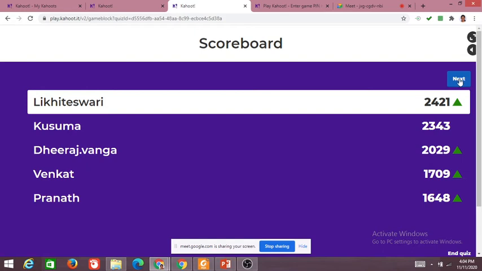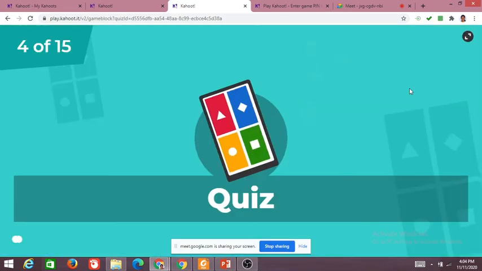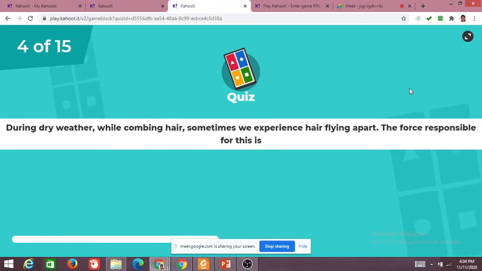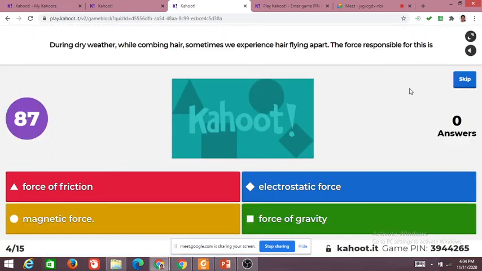Okay, now let's look at the next question. During dry weather, while combing hair, sometimes we experience that hair is flying apart. The force responsible for this is red, force of friction. Blue, electrostatic force. And C, magnetic force. And D, force of gravity. During dry weather, while combing hair, sometimes we experience hair flying apart. The force responsible for this, correct? Force of friction, blue, electrostatic force, yellow, magnetic force, and green, force of gravity.